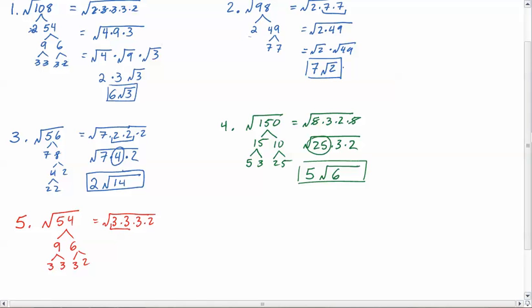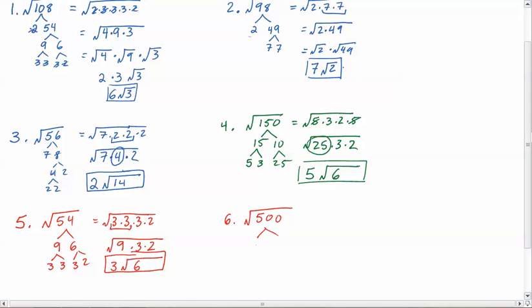I'm looking for the pairs because they'll make a perfect square. So the square root of 9, with the other 3 and the other 2 don't have pairs. Again, the square root of 9 is 3. The square root of 3 can't do. Square root of 2 I can't do, so they have to stay inside. 3 times 2 is 6. There we go. And the last one for this set, number 6, the square root of 500.